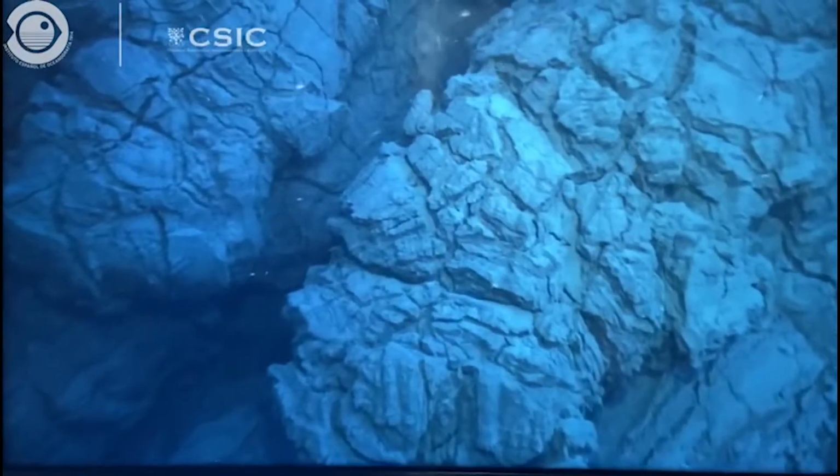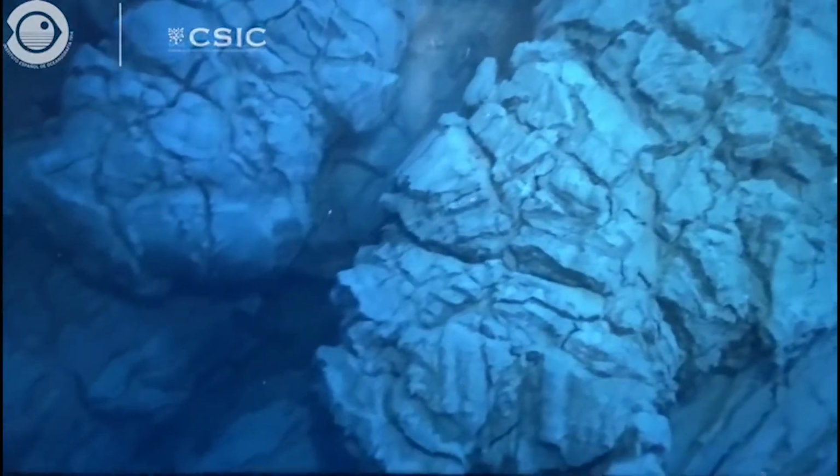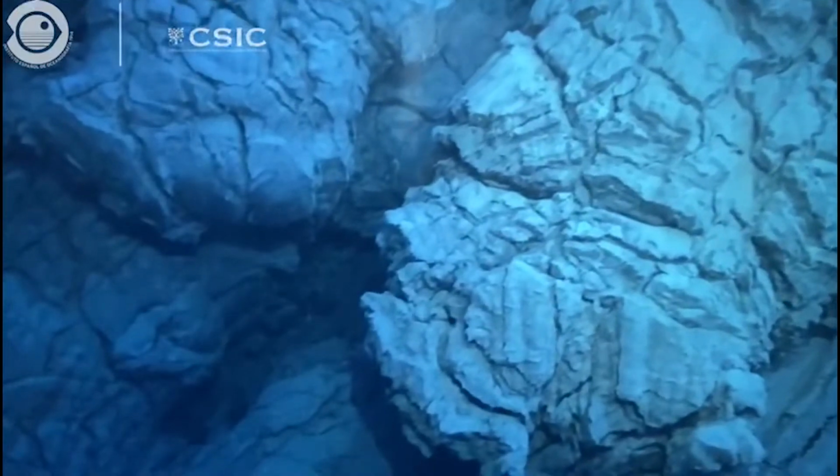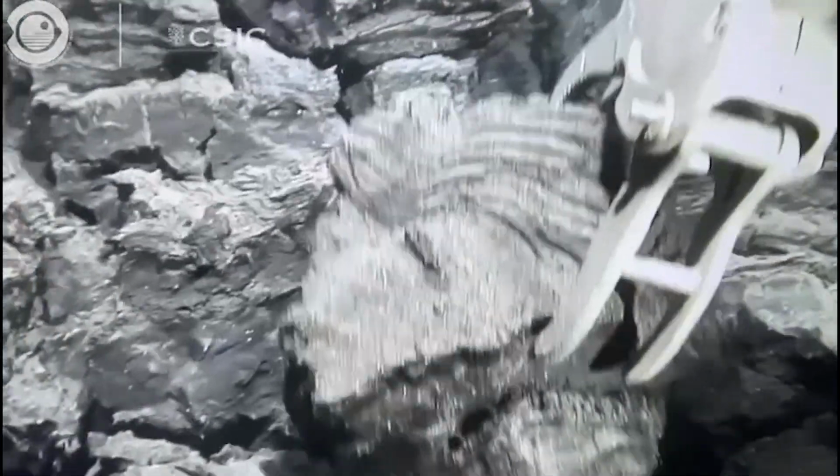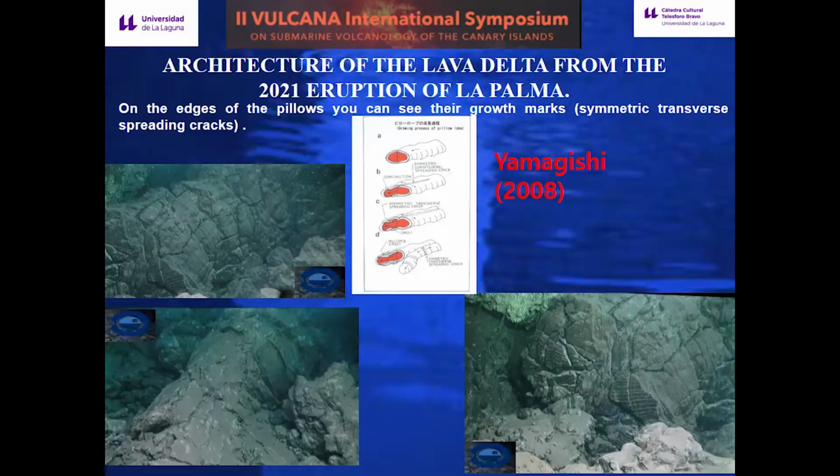the video from the Spanish Oceanographic Institute. Okay, the next. On the edge of the pillow, you can see the ground marks, symmetric transverse cracks. It's very easy to see here.